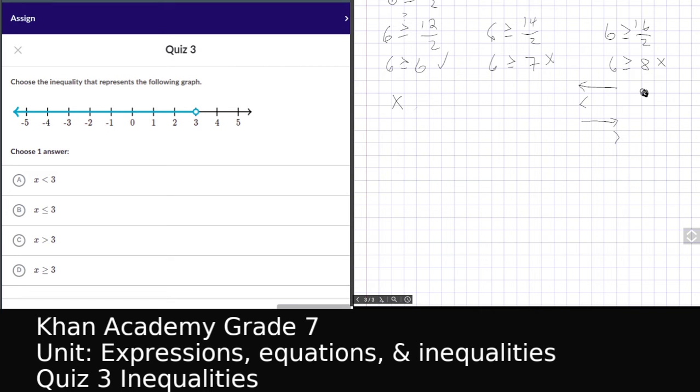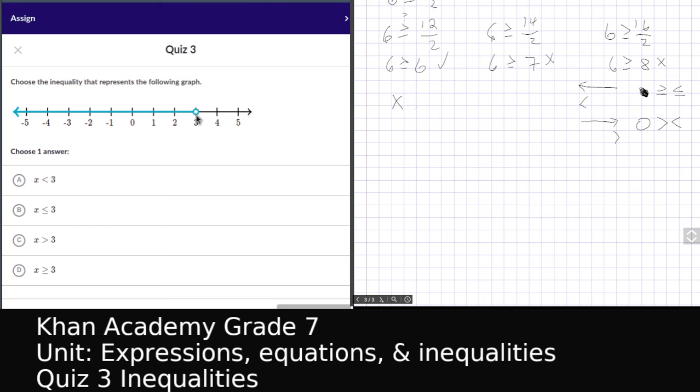Okay, and we need to use this rule. Closed dot means it includes the value, so it's greater than or equal to, or less than or equal to. It's a little happy. But if it's open, then that just means it's going to be greater than, or less than. He's not so happy.